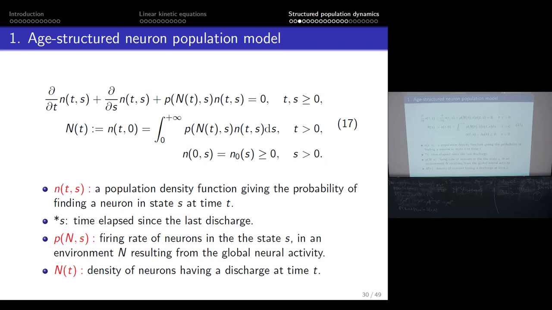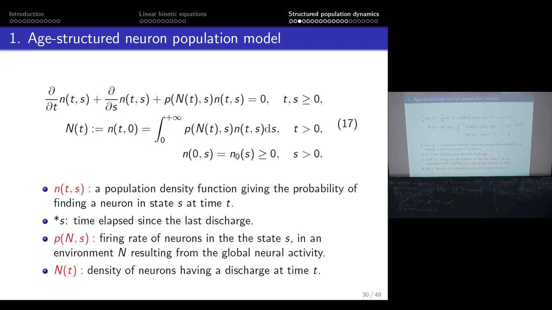The model we are considering describes the evolution of the neuron population at time t at state s, where s is defined as the time passed since the last discharge. The neurons will charge for some time, and then suddenly they will discharge, and then charge and discharge again. This kind of behavior is stochastic, in a way.